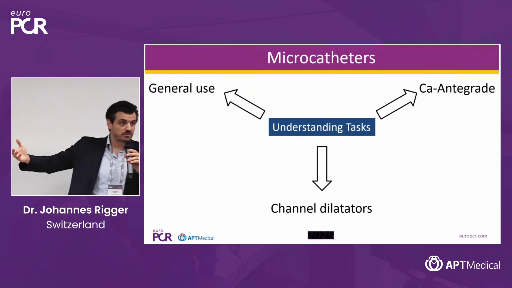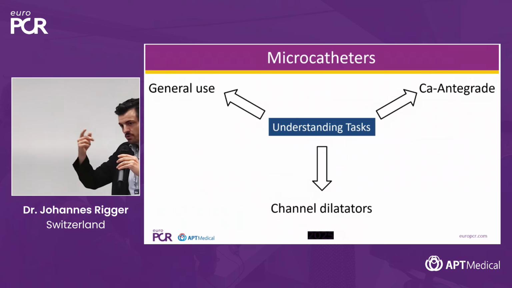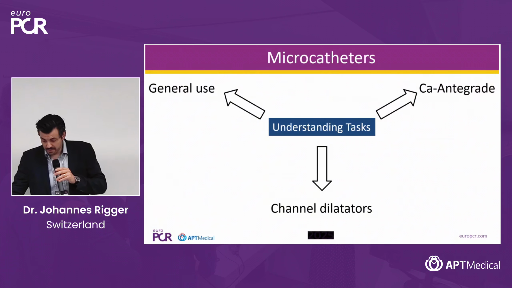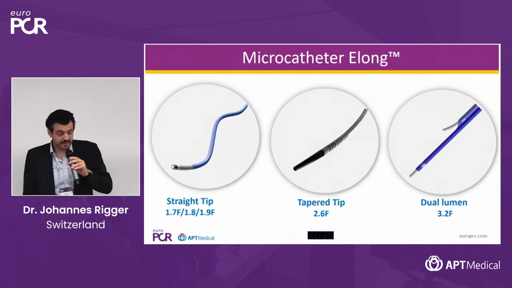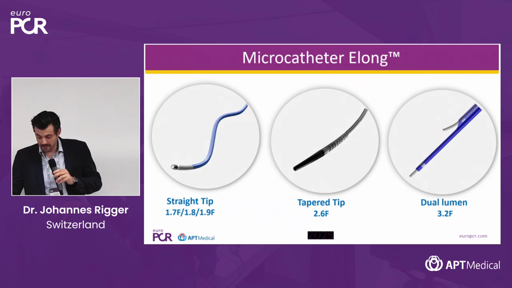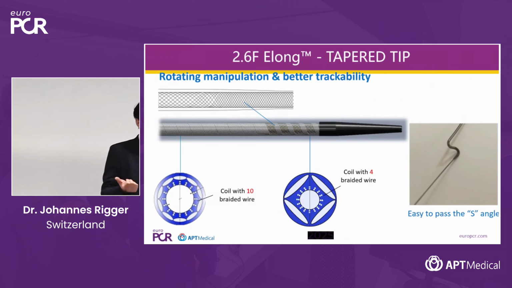For instance, do you have a calcium monster ahead and you need something strong to talk your way through? Do I have a simple lesion which is a bit tortuous and you need a straightforward microcatheter, or anything else, a channel dilator? There you come with the microcatheters from ASAHI to the Caravel family. Especially the taper tip one, I will introduce it to you because it's very flexible. It gives you a lot of support.